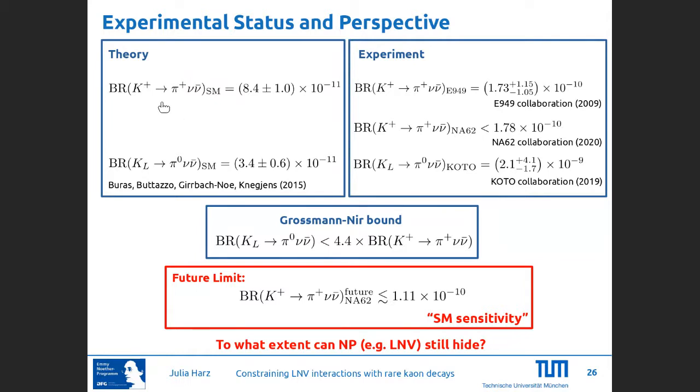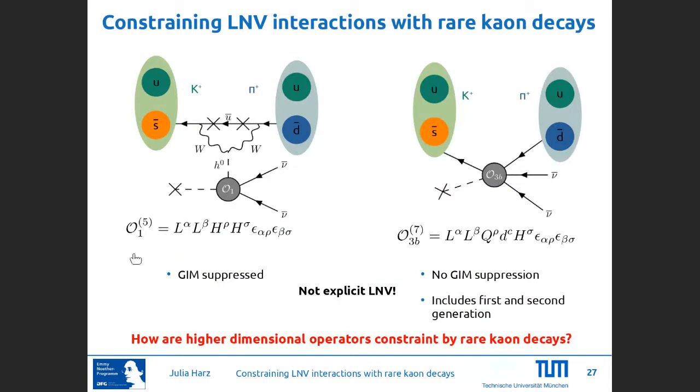Because if we simply measure the pion and we don't know what the neutrinos are, of course the neutrinos can also be of Majorana type and have an admixture of lepton-number violating interactions on top of the standard model contributions. So this is what we are now doing.